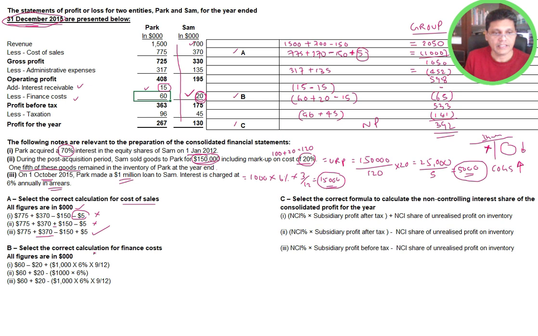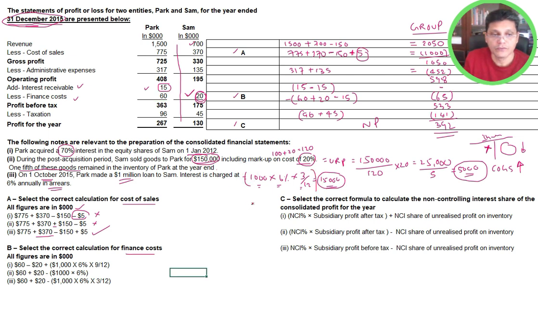Second one, select the correct calculation for the finance cost. All figures are in thousands. So finance cost, we took 60 parent and 20 subsidiary and we deducted 15. How did we calculate this 15? 1000, 6% and 3 months. Okay, so instead of 15 we can take this entire formula.